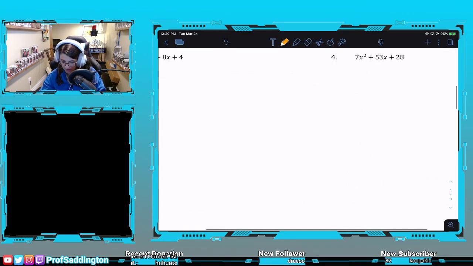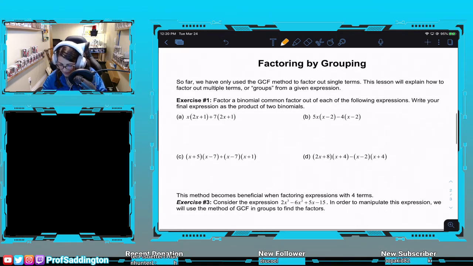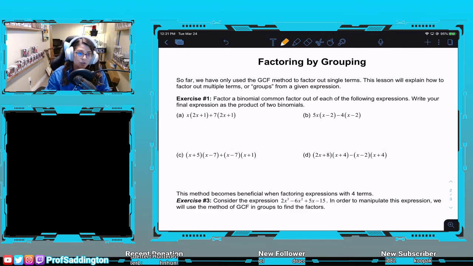So I'm going to scooch past these because I want to get to the meat and potatoes of today, which is factor by grouping. So if you're writing this by hand, don't feel like you have to write out all these paragraphs. You don't have to do that.